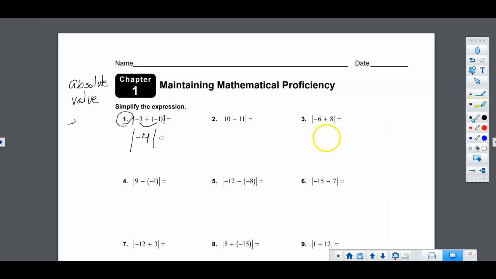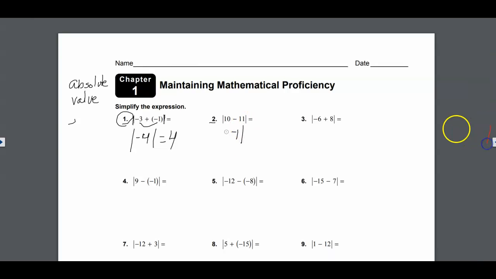So how far away from 0 is -4? Well, it's 4 points away, whether in the positive or negative direction. So the absolute value is 4. This is the long-winded way to explain it, but the point is that absolute value is never going to be a negative number in the end, but you have to make sure you're doing your computation correctly in the meantime. On to number 2, we have 10 minus 11, which gives me -1. Again, the absolute value of -1 is the number 1.